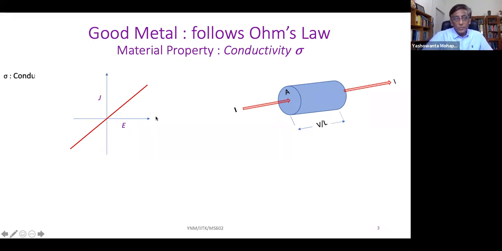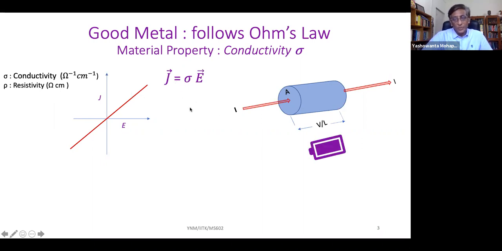The property sigma is the conductivity. Typically in the community, one refers to it as ohm inverse centimeter inverse, or resistivity as ohm centimeter. And J is sigma E, for a homogeneous material. So that's my Ohm's law.